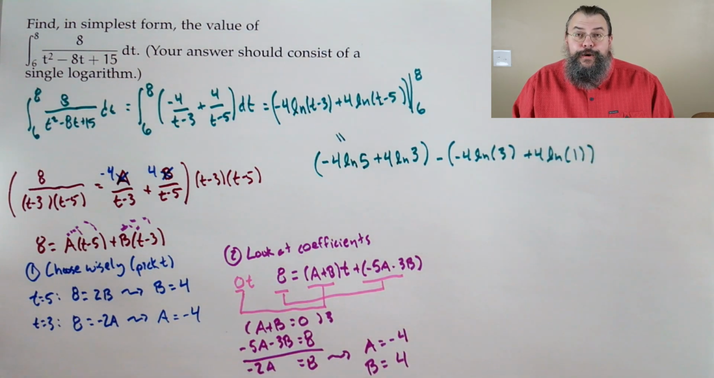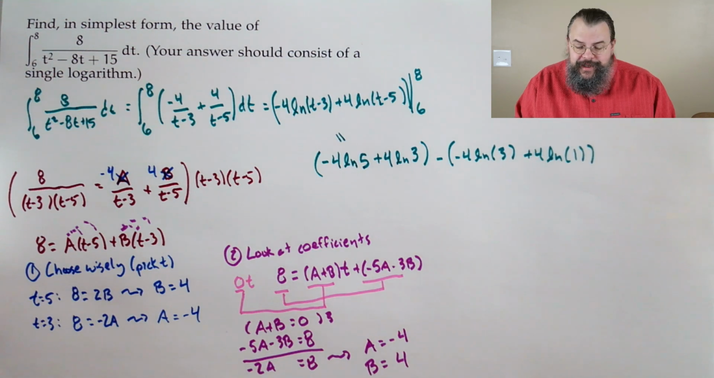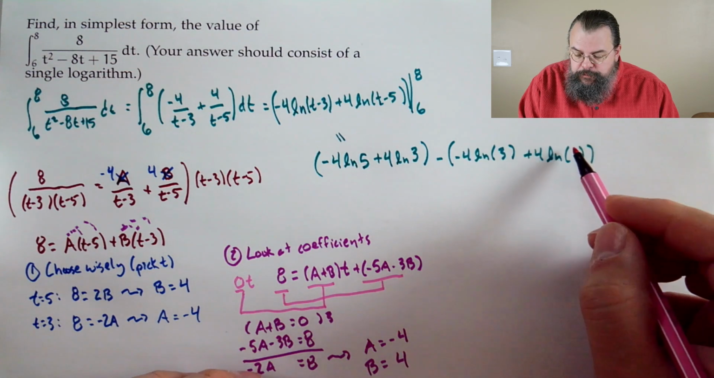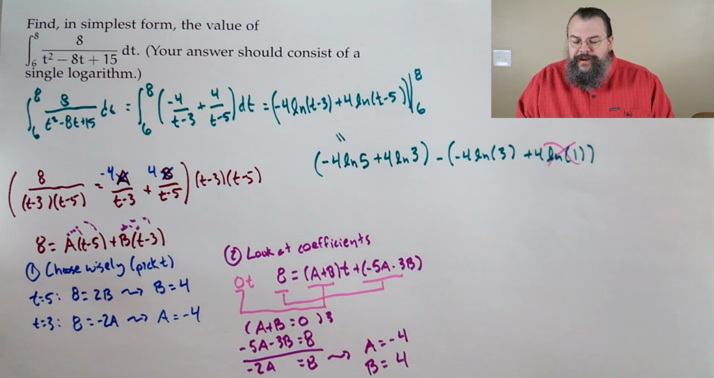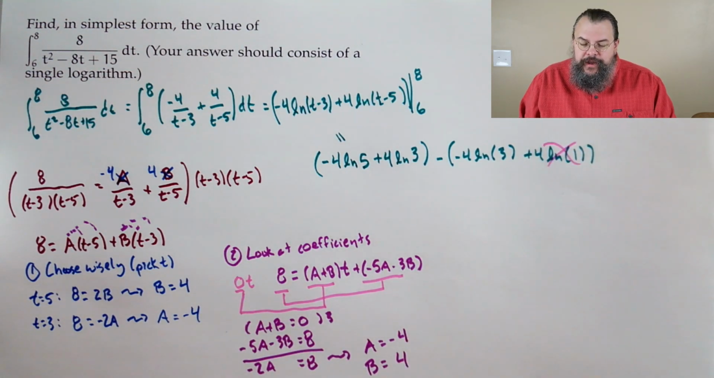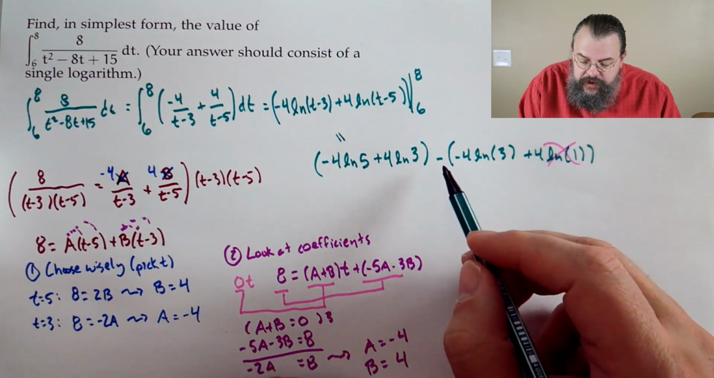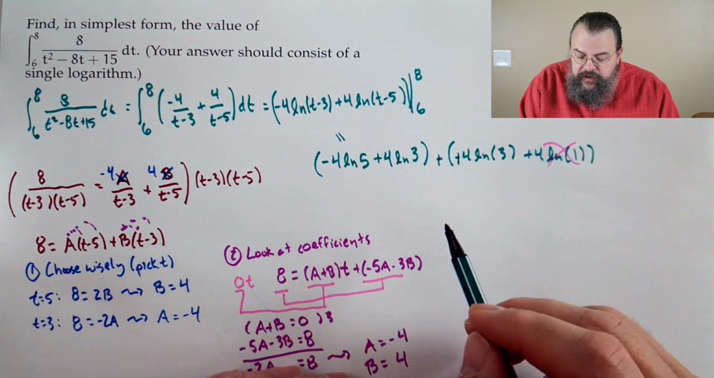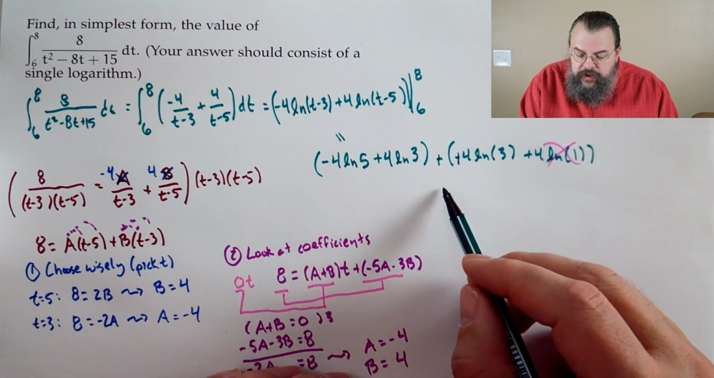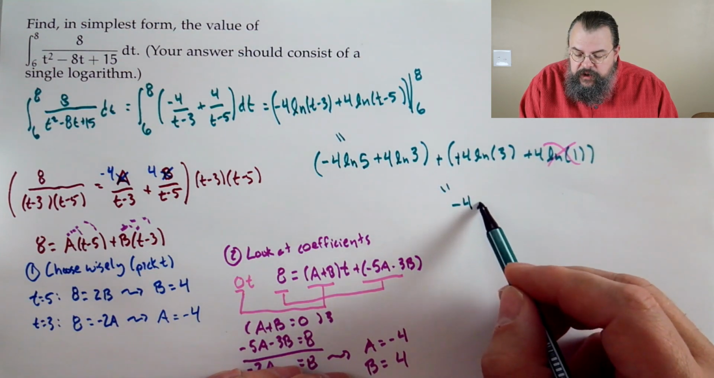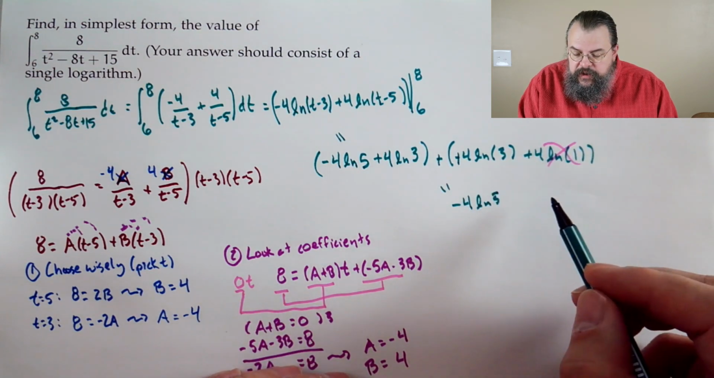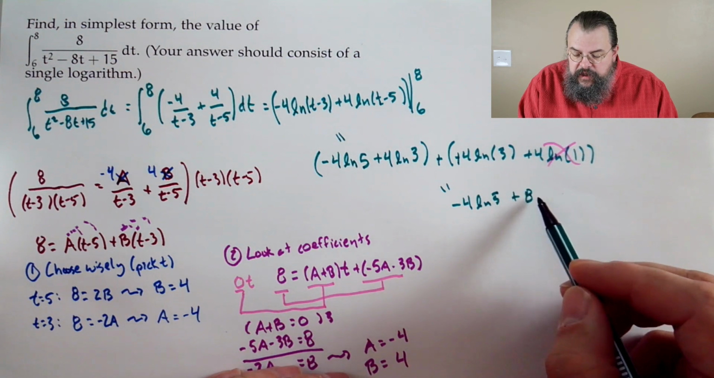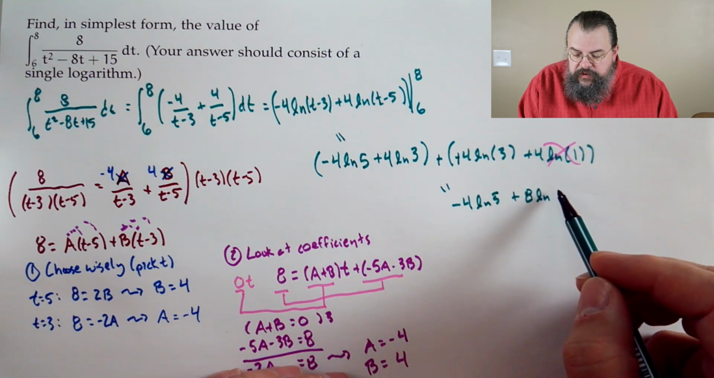All right. Well, the good news is one term is very easy to handle. That is the log of 1. Okay, gone. Wonderful. And we also see something nice here: minus minus makes a plus. And so we say, okay, minus 4 natural log of 5, and then plus 8 natural log of 3.